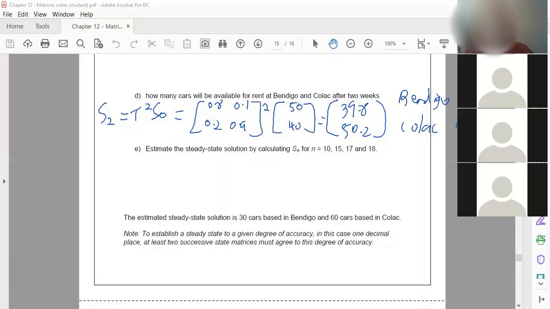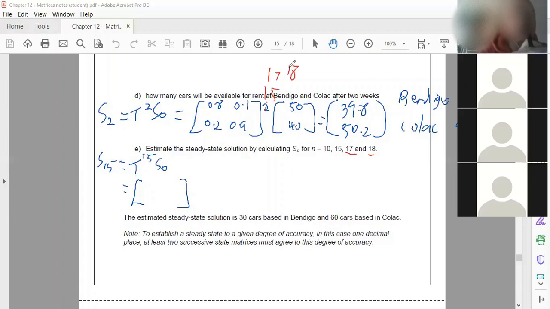Okay, part E says estimate the steady state solution for calculating 10, 15, 17 and 18. Okay, I'm not going to do all those. I'm going to work out the steady state by showing you. S of 15 is going to be T to the power of 15 times S of 0. I'm just going to work it out on my calculator. And then I'm going to do 17 and 18, so I'll change it to 17 and change that power to 18.